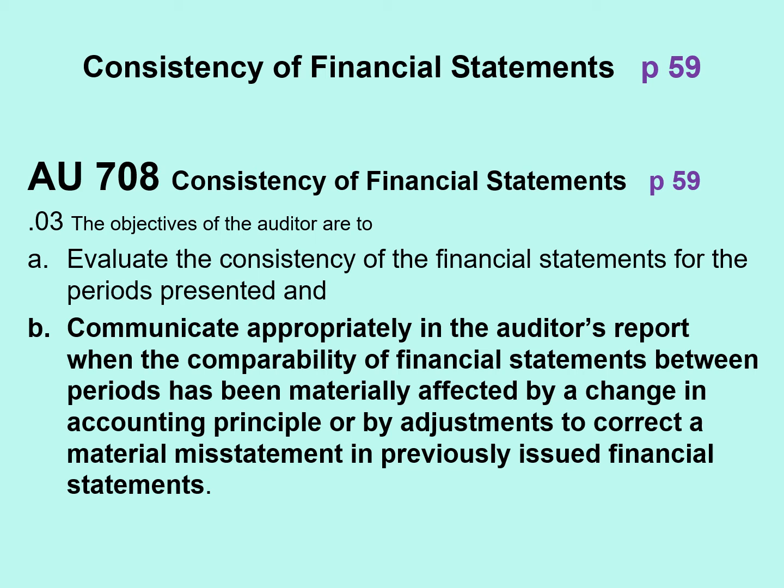708, consistency of financial statements. You don't have to memorize this one, just be aware of it. Evaluate the consistency of the financial statements for the periods presented. Communicate in the audit report when the comparability of financial statements between periods has been materially affected by a change in accounting principle or by adjustments to correct material misstatements in a previous period.